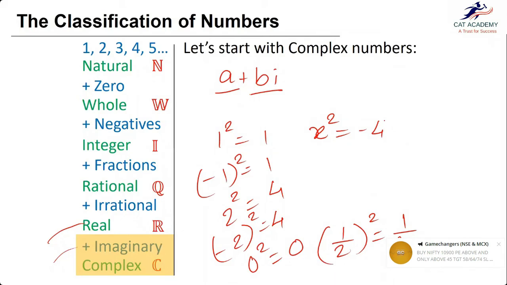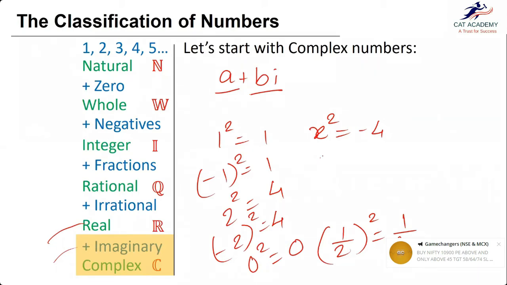And to look at that square root of minus 4, should I look at the positive side of numbers? No, because positive ka square is positive. Should I look at negative side? No, negative ka square is also positive. So whose square is minus 4? I don't know any such number. So that's when I define a new category of numbers whose square is negative, right?